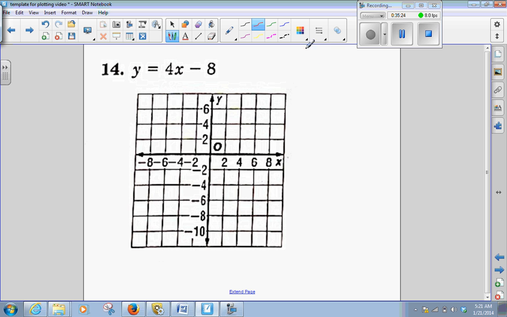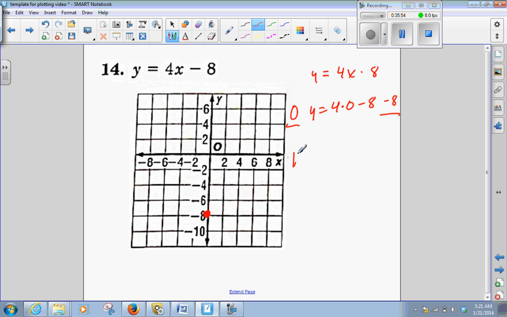Number 14. So I've got y is equal to 4x minus 8. I'm going to put in a 0 for x. So 4 times 0 is 0. 0 minus 8 is a negative 8. So 0, negative 8 is going to be one solution. So I don't go up or down, but I go down here to 0, negative 8. Notice my scale is going up and down by 2 this time.